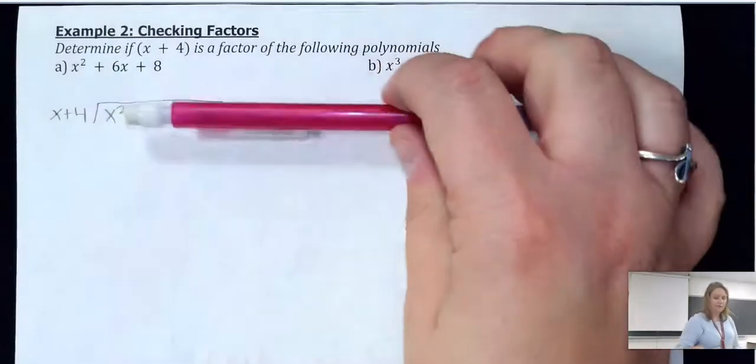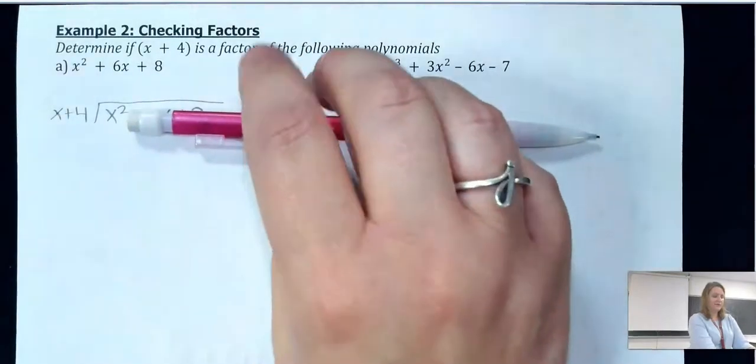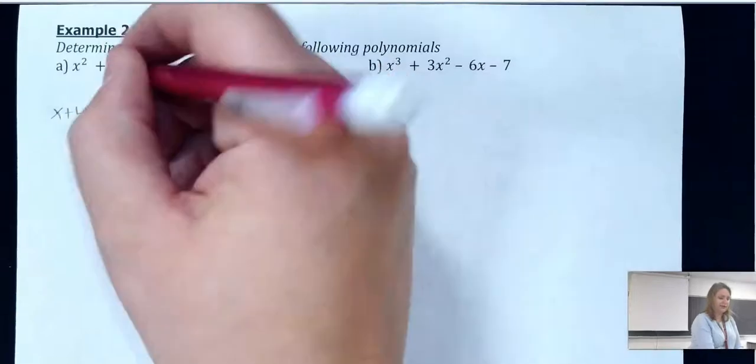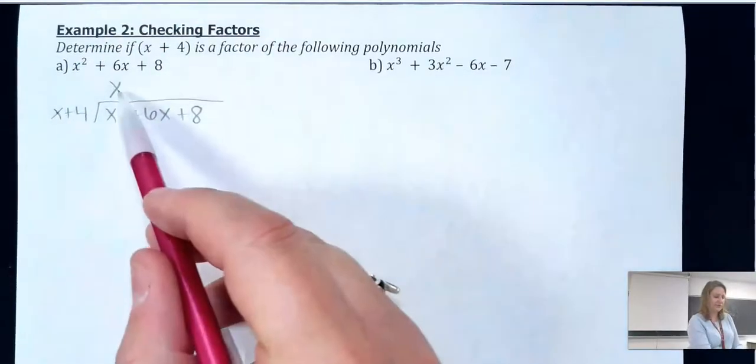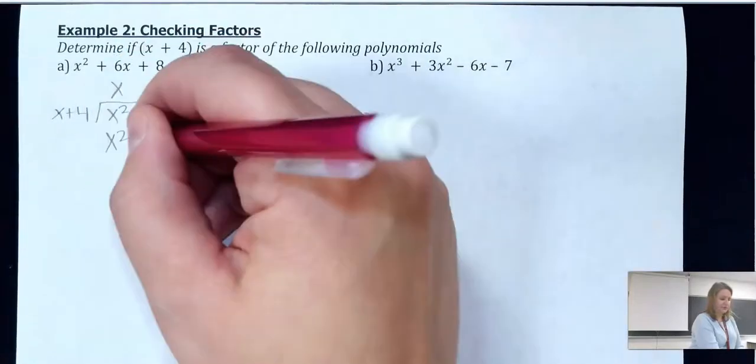Okay, so I'm just going to look at the x squared for a second, and I'm going to look at the x out in front. So what would I need to multiply x by to get x squared? That's just going to be an x. So just doing that long division process, x times x gives you x squared, x times 4 gives you 4x.